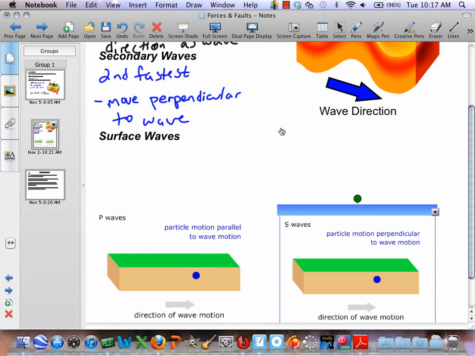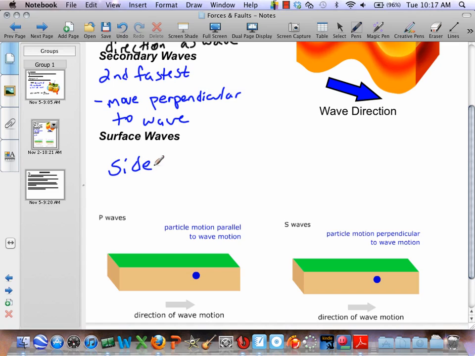Then the surface waves. These are very localized waves. They're not really going to travel all the way across the globe. The only ones that move across the world are primary and secondary. The surface waves are by far the most destructive waves out of the three. That's because not only are you now being pushed back and forth, and up and down, but surface waves also move side to side.